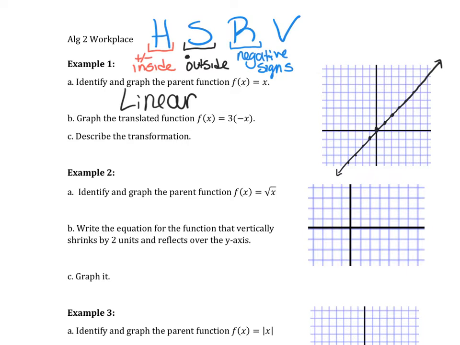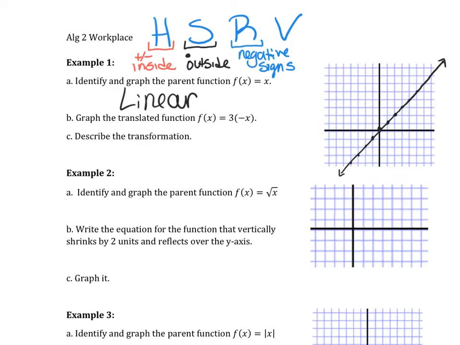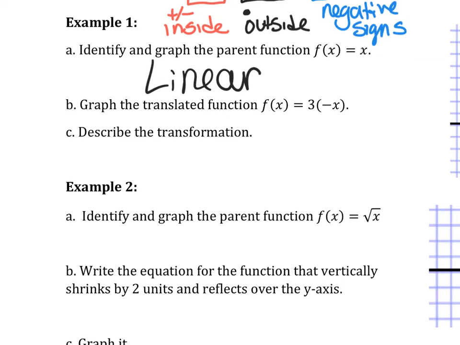So graphing parent functions, that's nothing new. If we look at letter B now, we have our transformed function, f of x equals 3, and then in parentheses, negative x. I want to first describe the transformations here. First we have to just look at what's different between our parent function and our transformed function. We have two things that are different. We have this 3 on the outside, and we have this negative on the inside there.